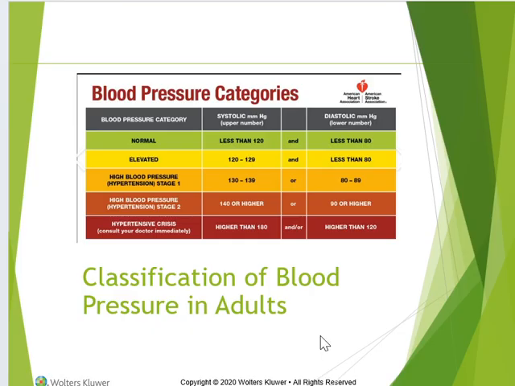So here are the numbers. According to the American Heart Association, to have a normal blood pressure, you want a pressure less than 120 over 80. We consider 120 to 129 over 80 as elevated. High blood pressure, or hypertension stage 1, is 130 to 139 systolic and 80 to 89 diastolic. Hypertension stage 2 is 140 over 90 or higher. And there's your hypertensive crisis, 180 over 120 or above.